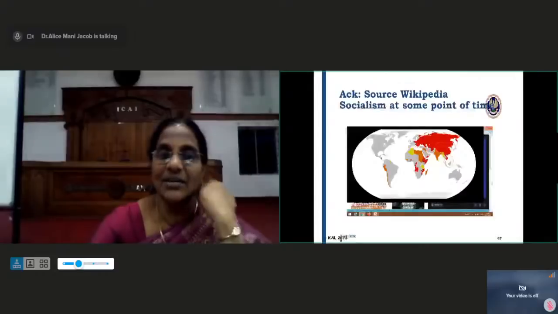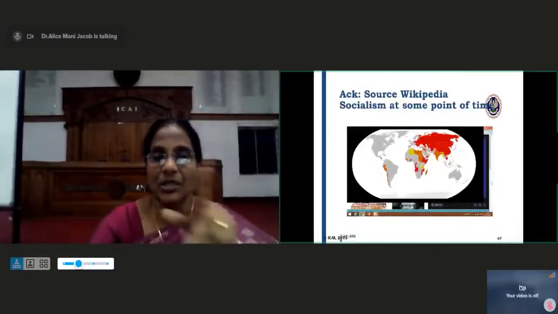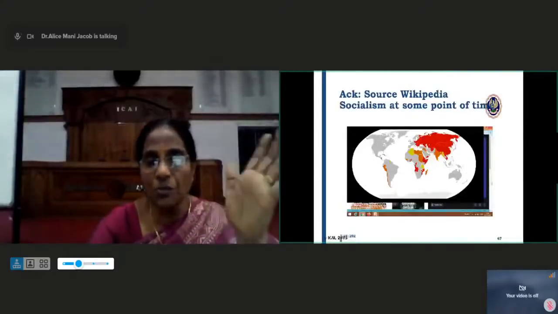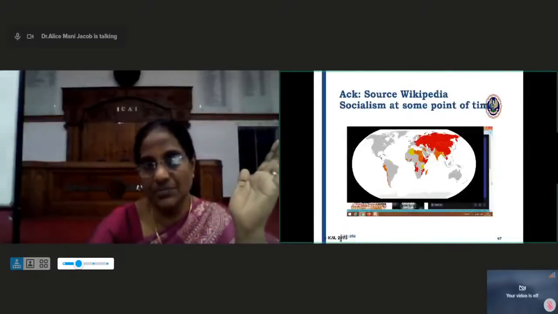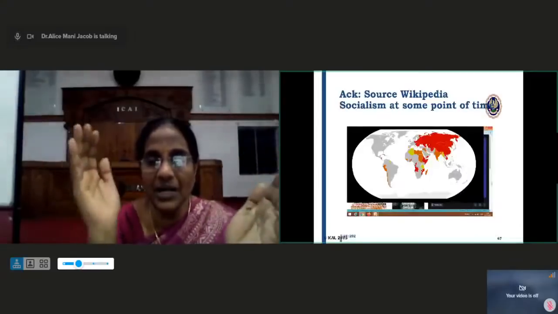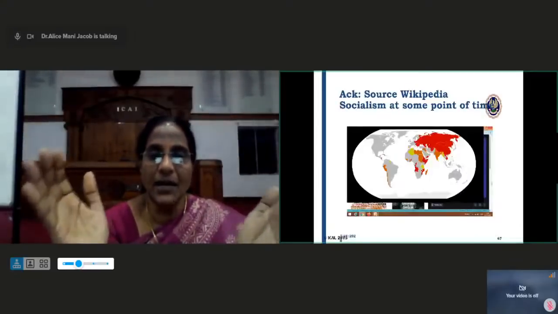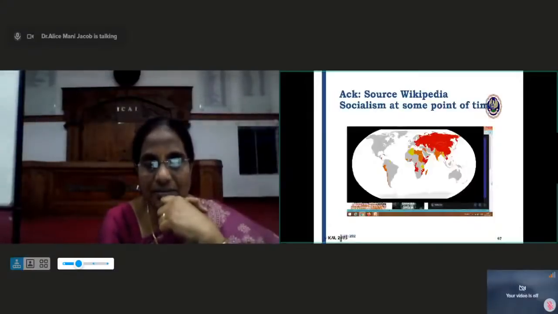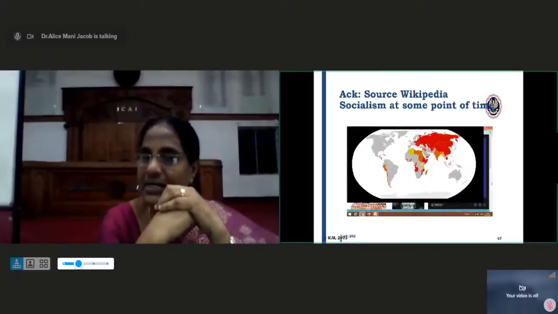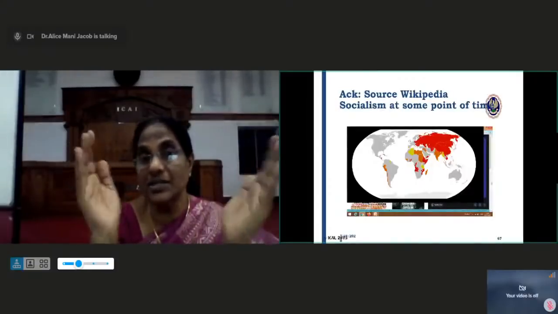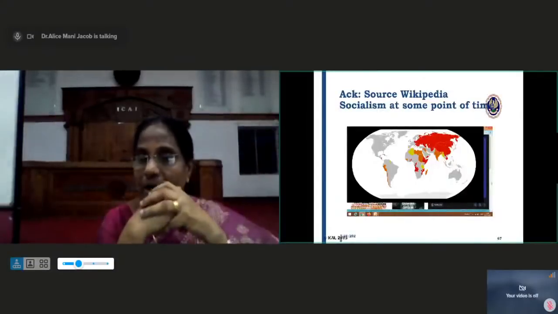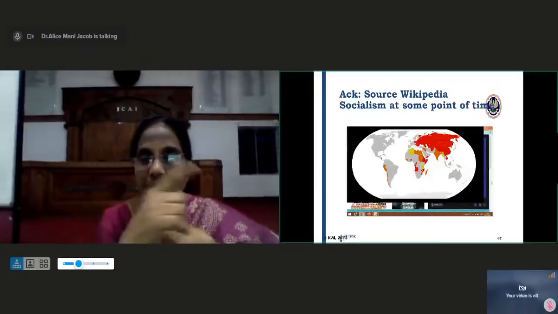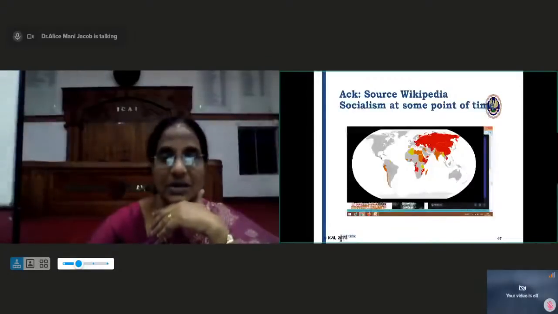But let us see. You will say, this is taken from Wikipedia. Don't think that socialism was not prevalent as an ideology. You go to Wikipedia, you will find at some point of time, all these countries were socialistic. See, European countries, that is different degrees of socialism. This is what Communist China is claiming. Okay. India is seen in orange because our constitution says we want to be socialistic, right?